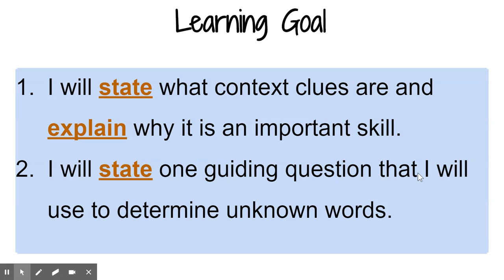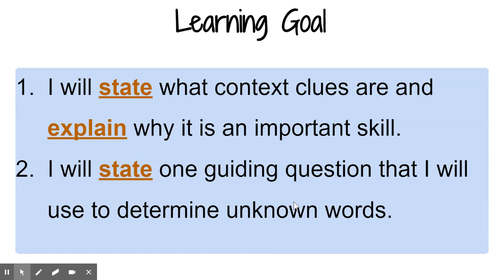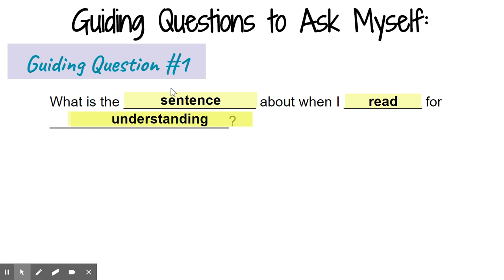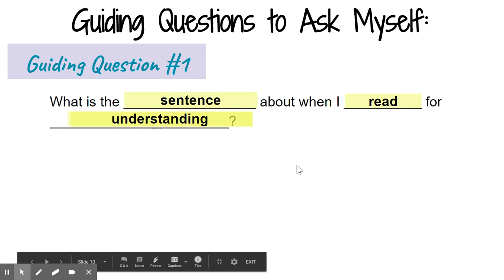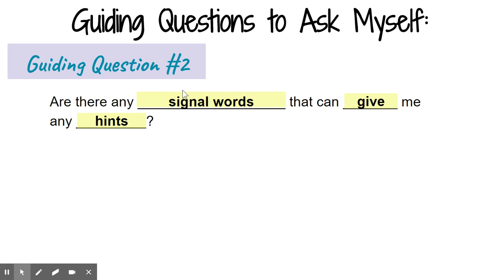State one guiding question that I will use to determine unknown words. So in this strategy of using context clues, there's a series of guiding questions you ask yourself. So let's go through those and we'll study those more in depth tomorrow. What is the sentence about when I read for understanding? So just making sure you read the sentence with the unknown word more than once to try to understand what it means. Question 2, are there any signal words that can give me any hints?